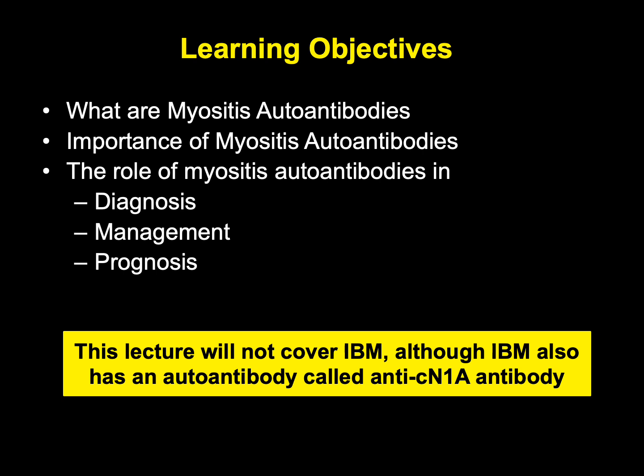Please note that this lecture will not cover inclusion body myositis or IBM, although IBM also has an autoantibody called anti-CN1A antibody. The reason is that this antibody has not been found to be useful clinically so far.